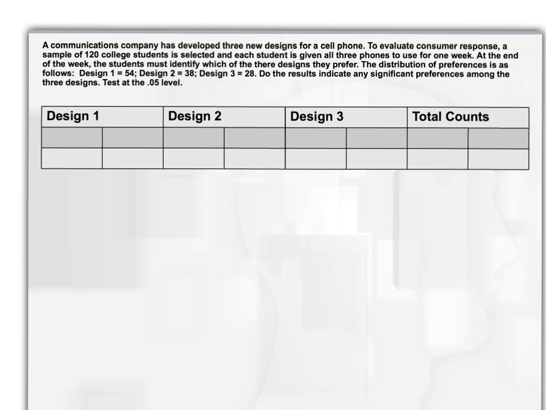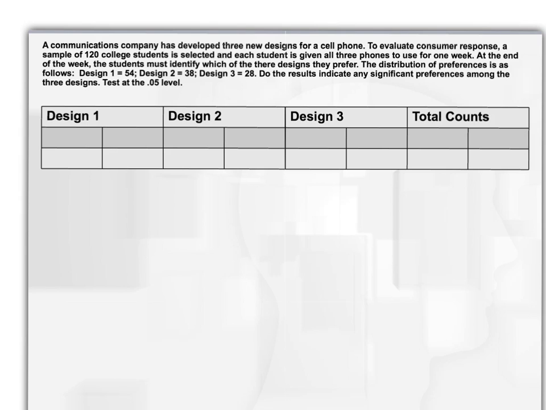In this problem that you see, let's stop the PowerPoint at this point, go ahead and read the problem. So in this problem, 120 college students were polled or asked for their preferences for different types of cell phone designs, and each student was classified in one of three ways, as preferring design 1, design 2, or design 3.